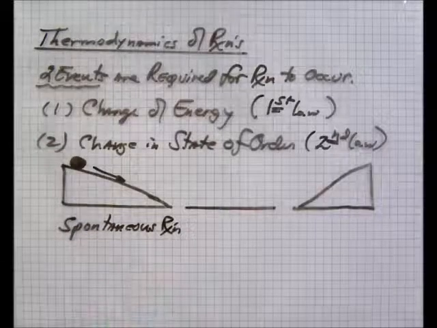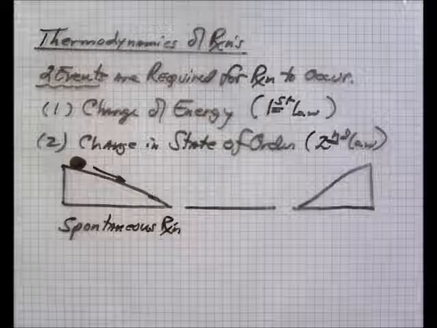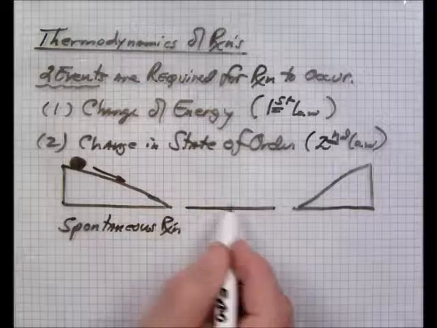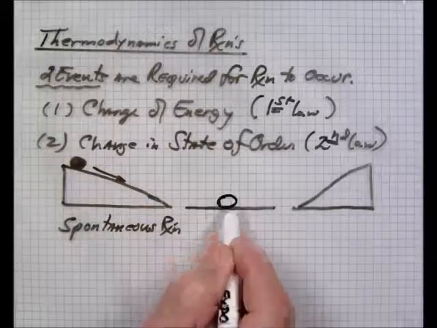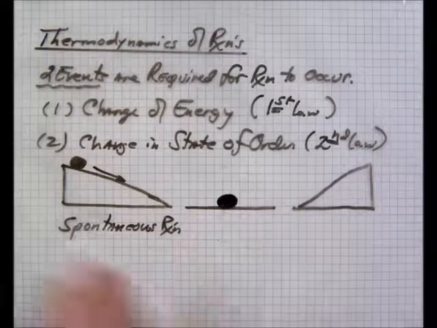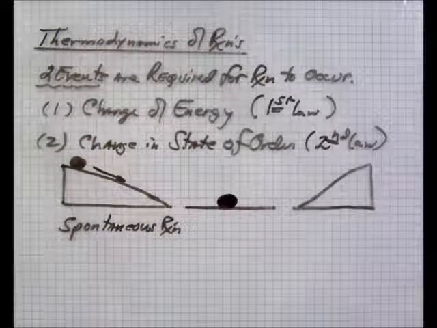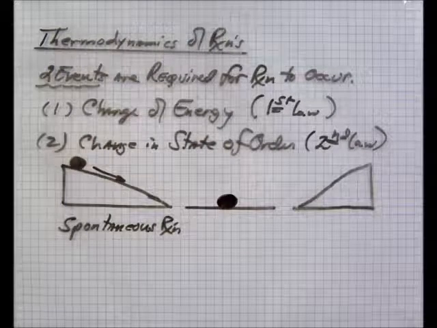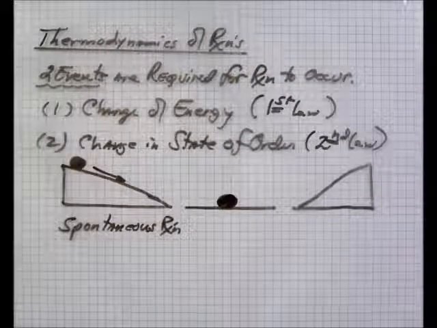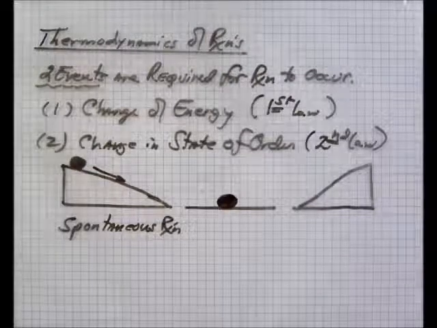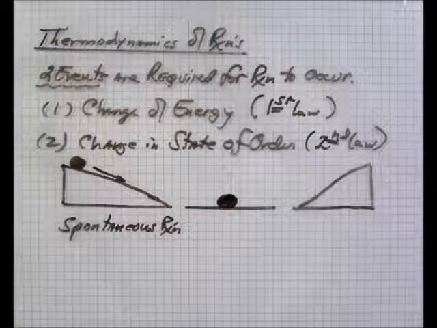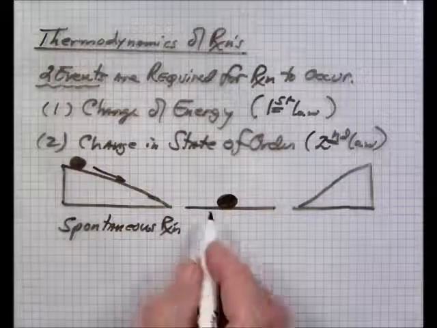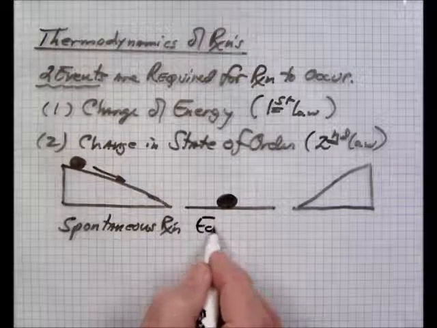Or spontaneous reaction. If we have a level surface here and we place a sphere on that level surface and remove our hands from the sphere, it has no tendency to roll up or down or go left or right. We say that the reaction process is at equilibrium, and so we call that an equilibrium reaction.